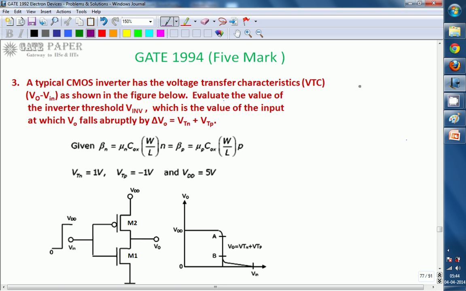Okay, we are discussing the GATE 1994 ECE paper. This is a 5-mark question related to electronics. A typical CMOS inverter has a voltage transfer characteristic as shown in the figure. Evaluate the value of the inverter threshold, which is the value of the input at which V0 falls abruptly by VTN plus VTP. Given parameters are beta n is equal to beta p, VTN is equal to 1 volt, VTP is equal to minus 1 volt, and VDD is 5 volts.